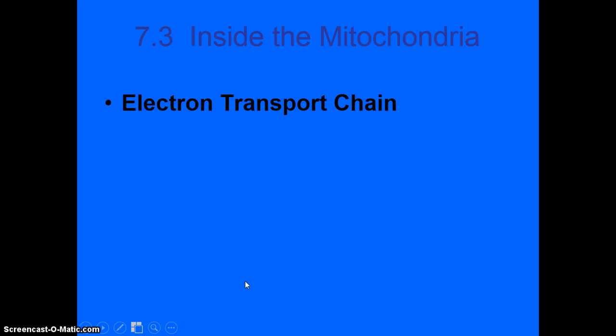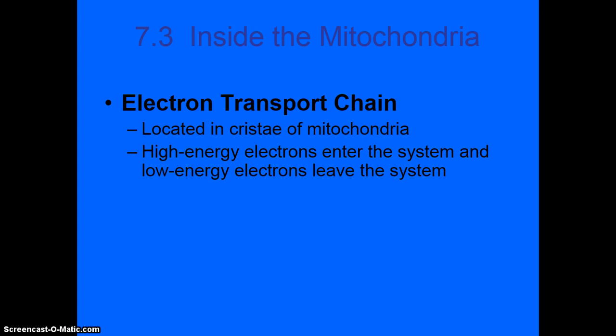And finally, that leads us to the big electron transport chain, which is the money maker when it comes to ATPs. If ATP is our money, it's our big producer. This occurs and is located inside the cristae of the mitochondria. That's the highly convoluted, folded insides. It's the high energy electrons that enter the system and low energy electrons leave the system.